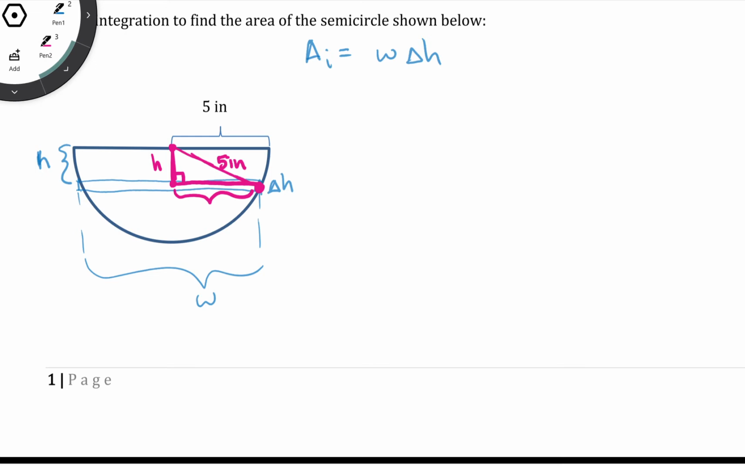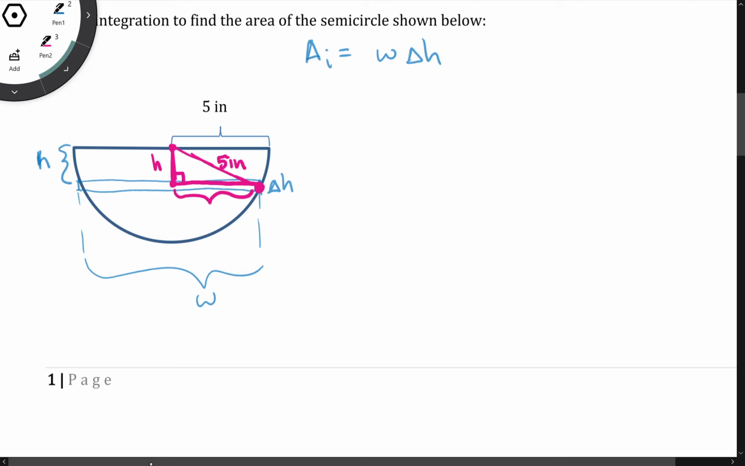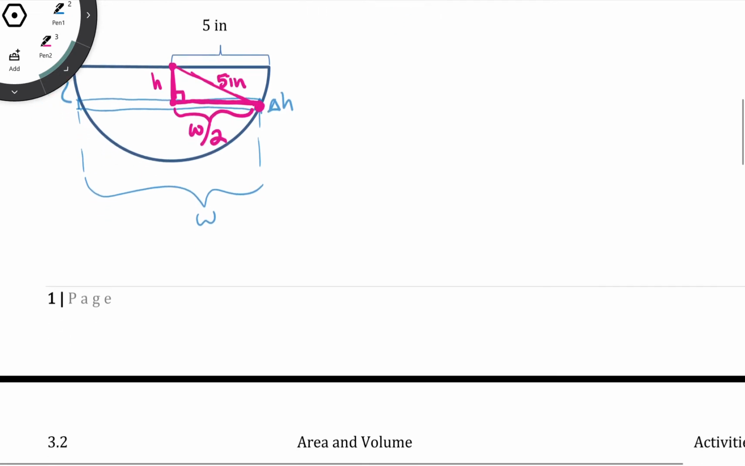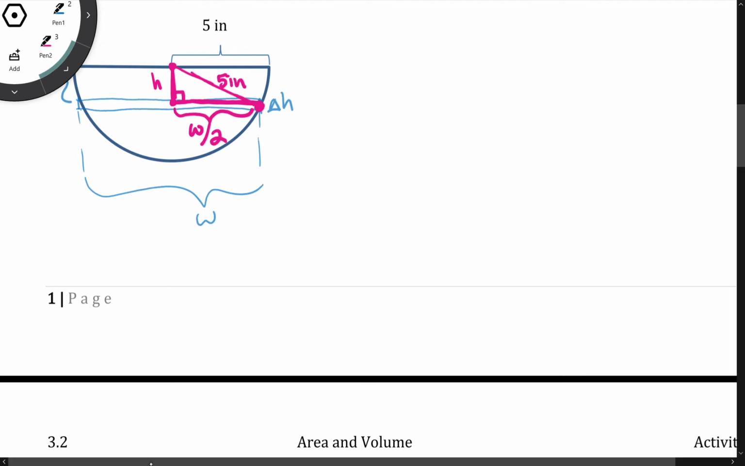Okay, since I don't know that, I need to think a little bit. So I don't know that this bottom of my slice is 5, but I did name the width of my slice W, so I could call that W over 2. And then the trick here is not similar triangles, it's the Pythagorean theorem. We know that the equation for a circle is x squared plus y squared equals r squared, so that's that Pythagorean theorem that's always built into a circle. We're going to see similar things for spheres as well. So I could say that h squared plus w over 2 squared, which will become w squared over 4, is equal to 25.